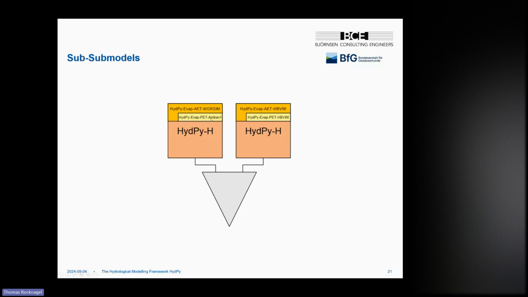And if that's not enough, there are even submodels. So if you want to calculate actual evapotranspiration, you might need the potential evapotranspiration. And again, you can couple the submodel with different submodels to calculate the potential evapotranspiration. So it's like a big game with building blocks you can combine together however you want. And I think that is quite an approach that is quite new for such hydrological modeling frameworks.